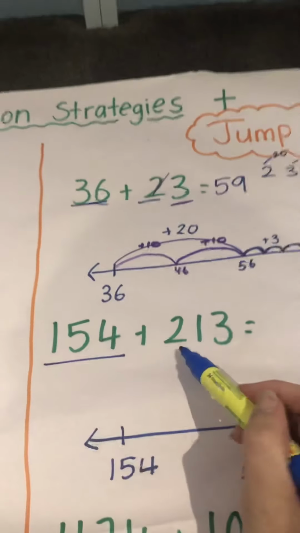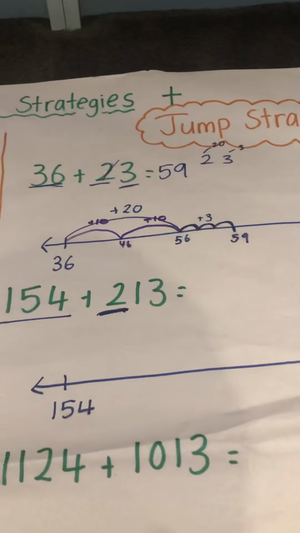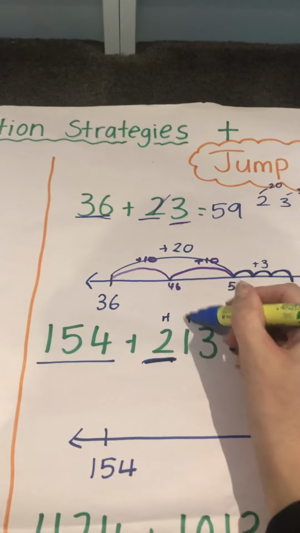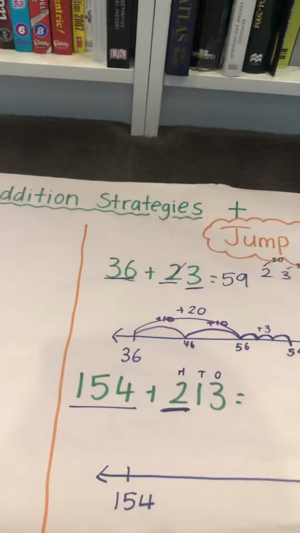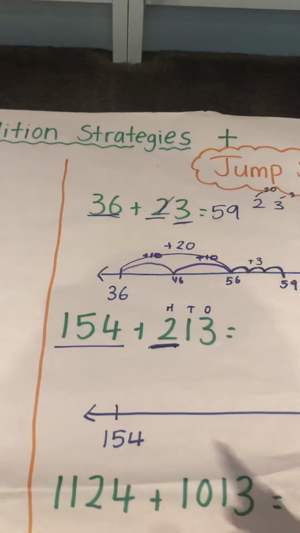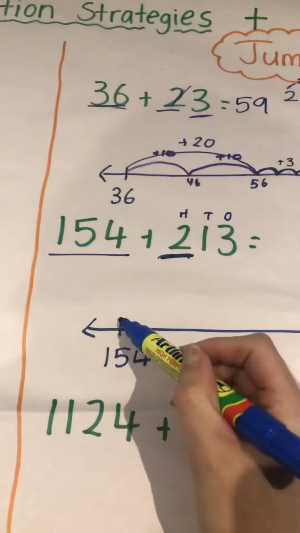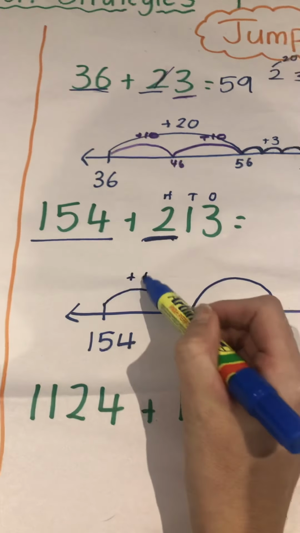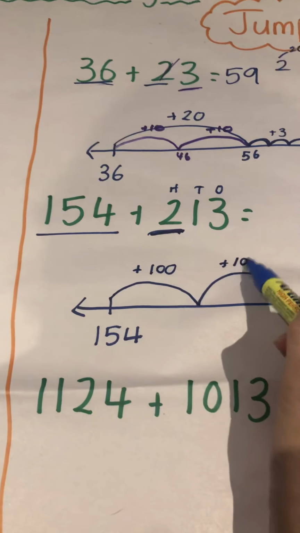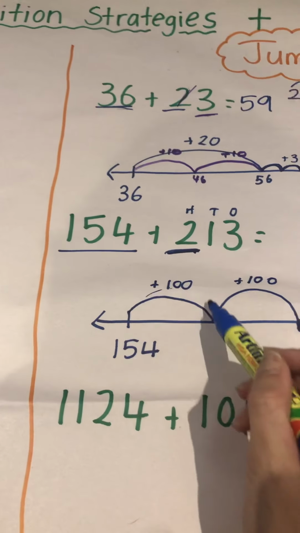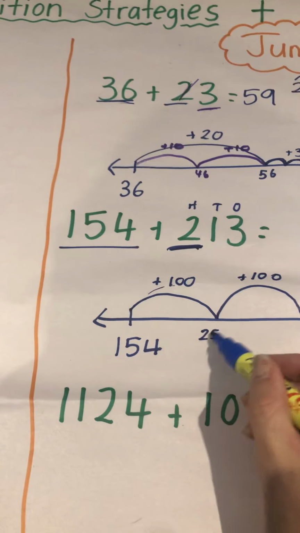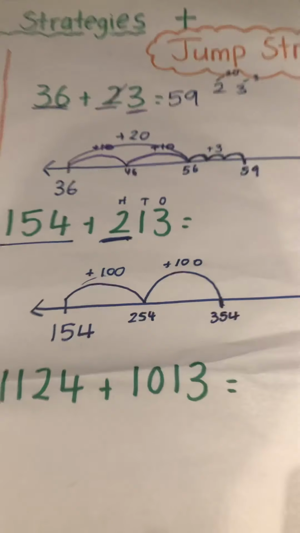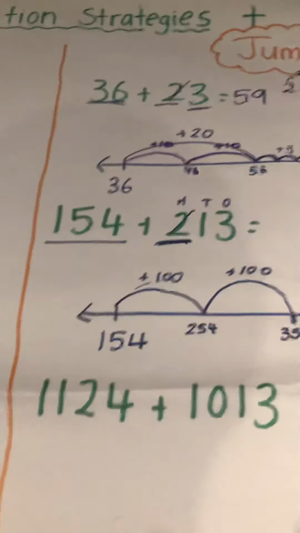So again, we want to jump our higher value first. So that 2 there represents 200. Again, I can label them just like I did with my split strategy. This is jumping 200. Okay, so I can do this 2 ways. I can go plus 100, plus 200 and land here. Again, labeling them to show my teacher. If I do 154 plus 100, I'll get 254, plus another 100 would be 354. Okay, so now I have added on my 200.